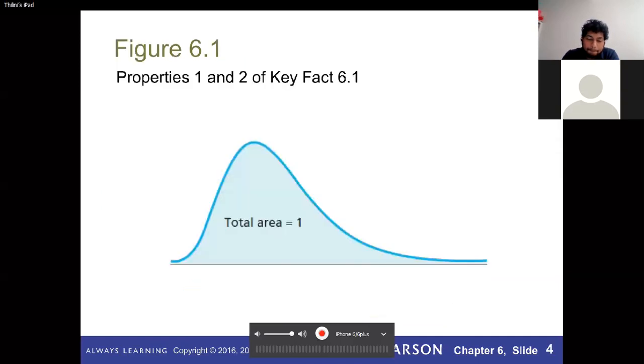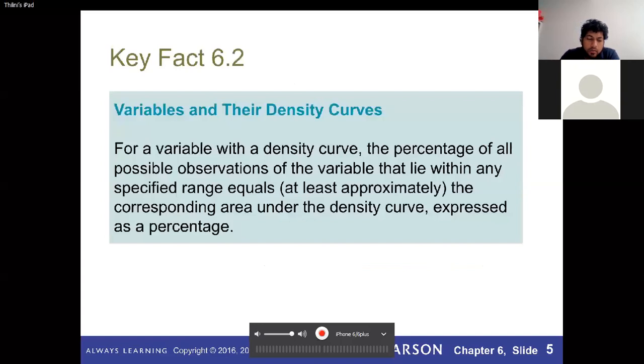So this is the horizontal axis, and your density curve is always above the horizontal axis. The total area covered by this curve is always 1. Variables and their density curves: different variables may have different density curve shapes.